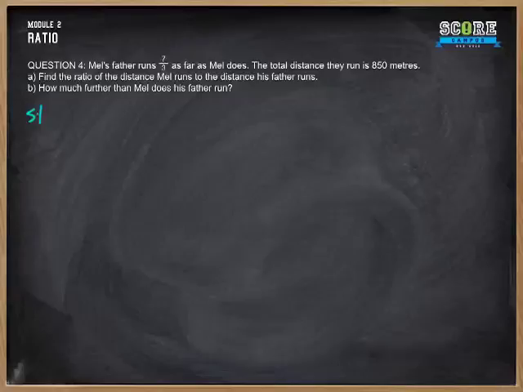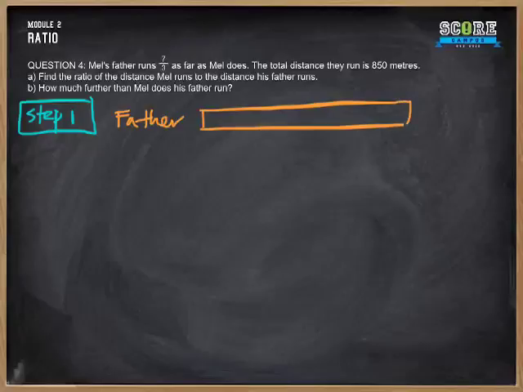Step 1. What are the simple things we can identify? Who runs the longer distance here? The father runs the longer distance. Okay, so let's draw the units up. The fraction given to us is 7/3. Am I right? So the father has how many units? The father has 7 units. What about Mel? Mel has 3 units. Absolutely right. 7/3, right?